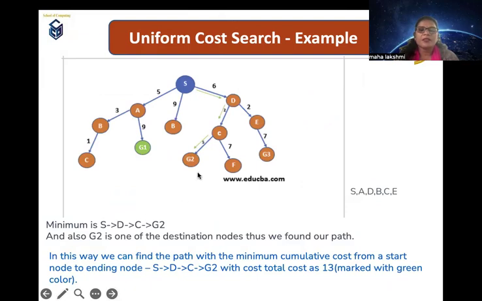Now the minimum cost path is S, D, C and G2. G2 is one of the destination nodes, thus we have found our path. In this way, we can find a path with the minimum cumulative cost from the source node to the goal node, and the corresponding path is S, D, C and G2.